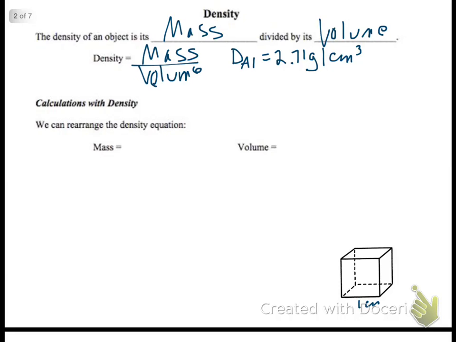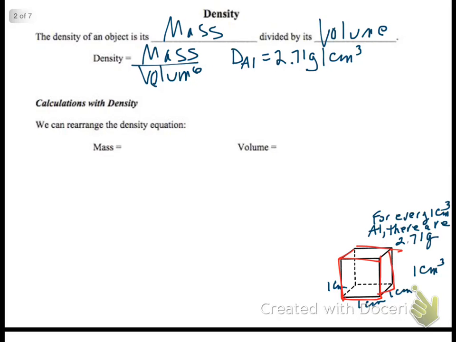Well, that means if I look at this cube down here, and let's say this cube is 1 centimeter by 1 centimeter by 1 centimeter, making it 1 centimeter cubed, then I can say for every 1 centimeter cubed of aluminum, there are 2.71 grams. So that's what it means. If I make the volume the same, then I can compare the density of substances. So here's a cube, 1 centimeter by 1 centimeter by 1 centimeter of aluminum, and for every one of these, it weighs 2.71 grams. Okay.